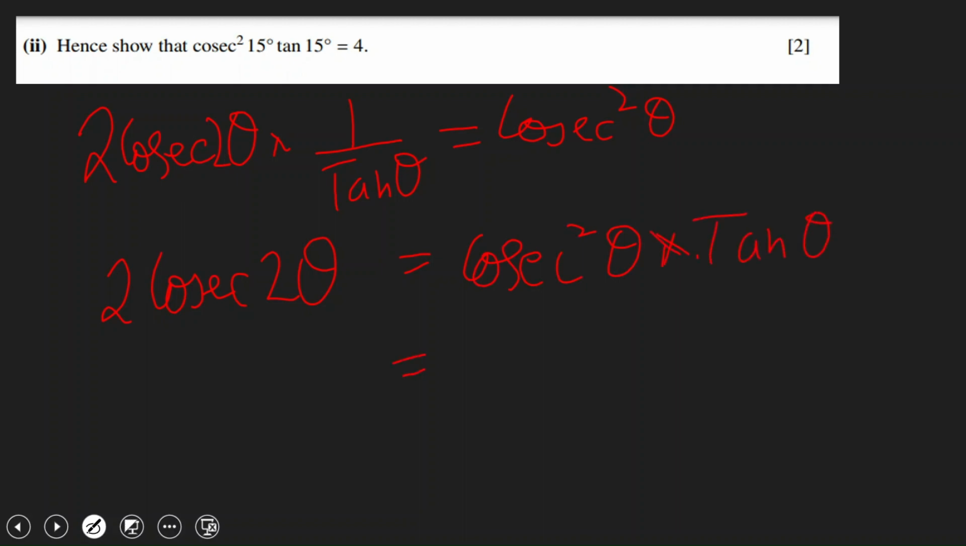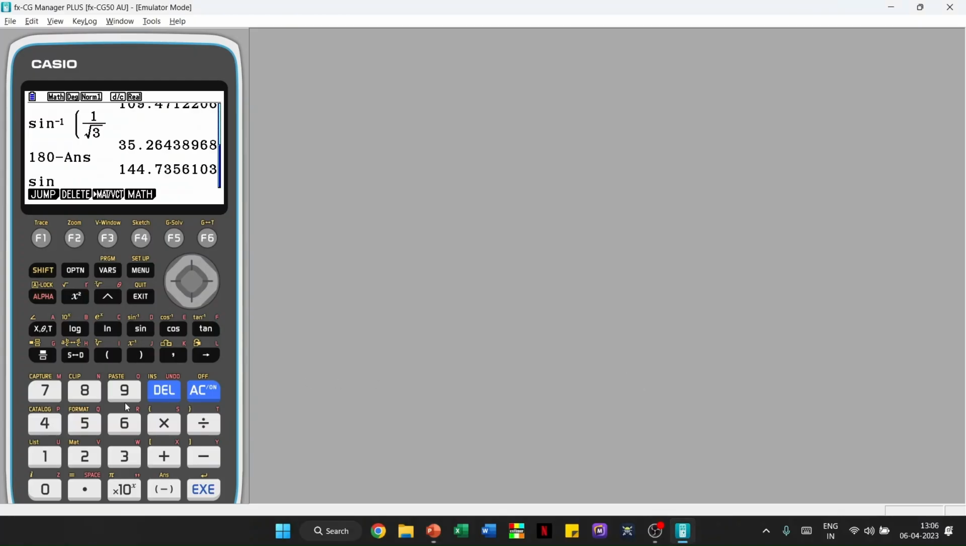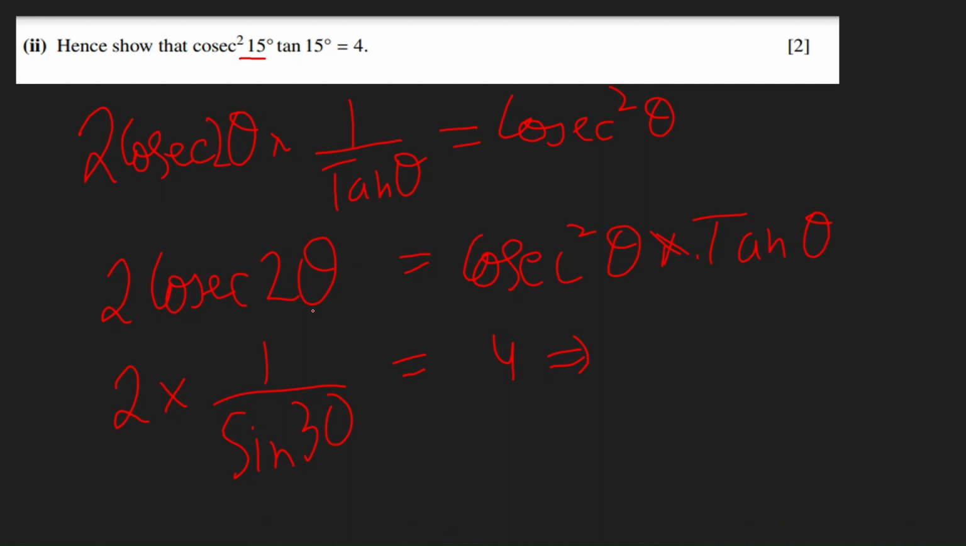And in this case, we have cosec squared theta, so we have theta equal to 15. So I can write that as 2 into 1 by sine 30, right? What is that going to equal? This is going to equal 4. And how? Well, sine 30 is equal to 1 by 2. So 2 into 1 by 1 by 2 is equal to 4. So 4 is equal to 4, we proved.